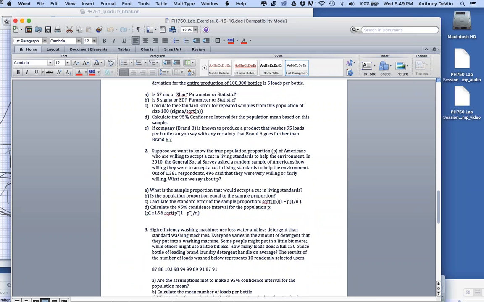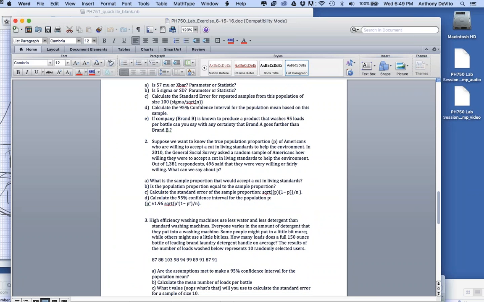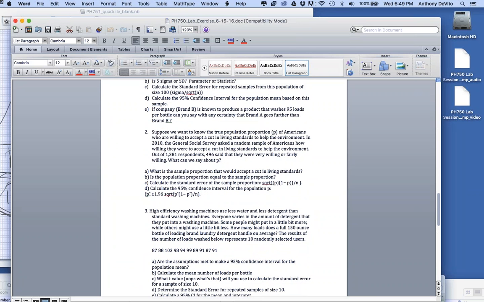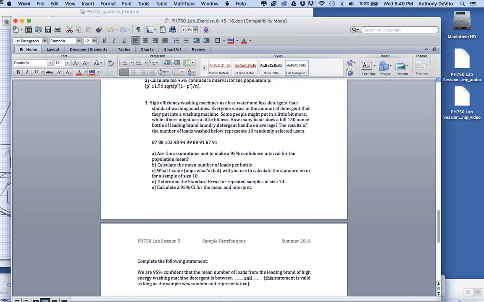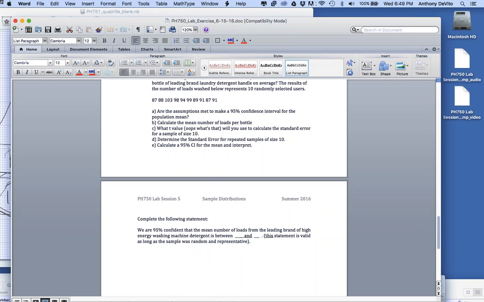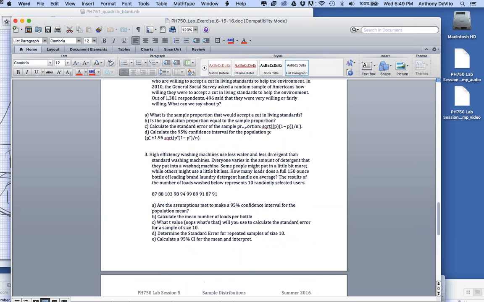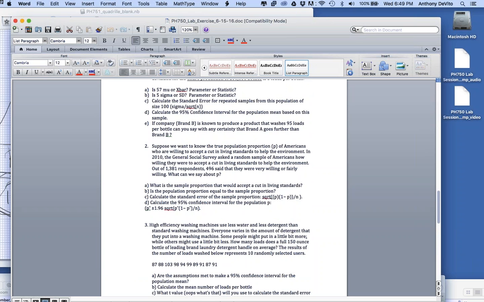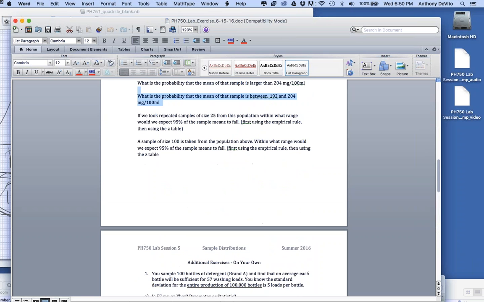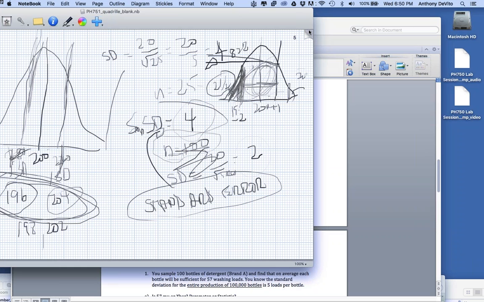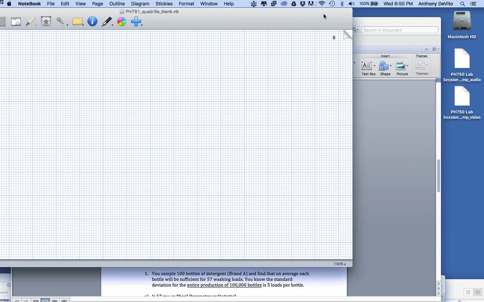I want to move on to a way that we're actually going to wind up applying this. High efficiency dishwashers. The reason, good question, the reason why, let me do this again a little bit more clearly.